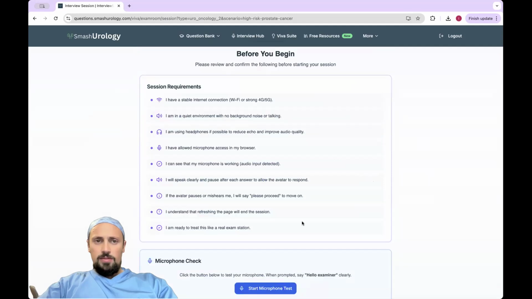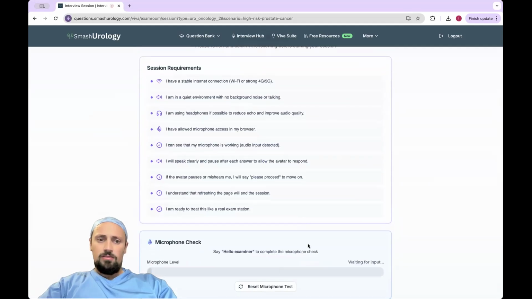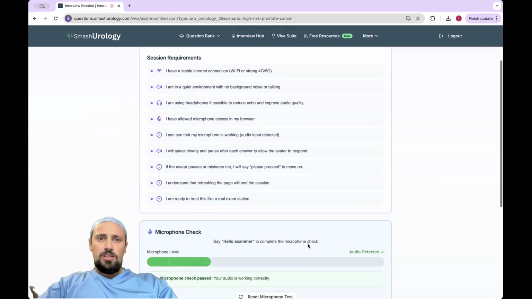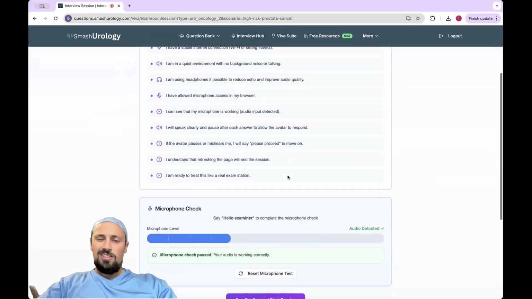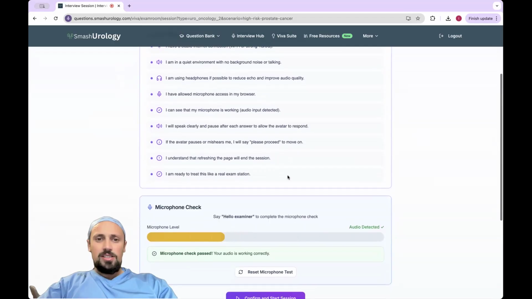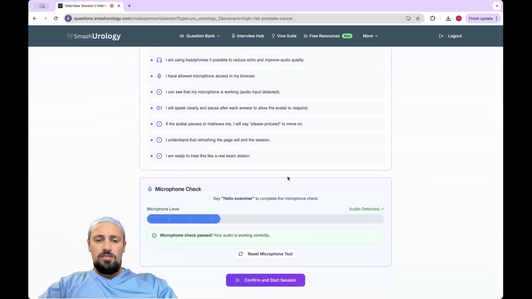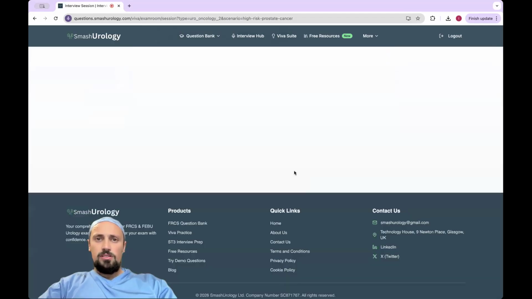The first thing is it checks your microphone works okay and makes sure that you have a stable internet connection, you're in a relatively quiet place, and just makes sure you're ready to start. So we press start.